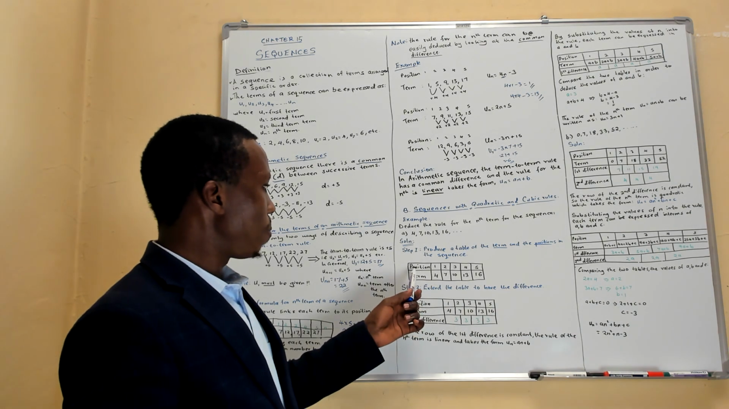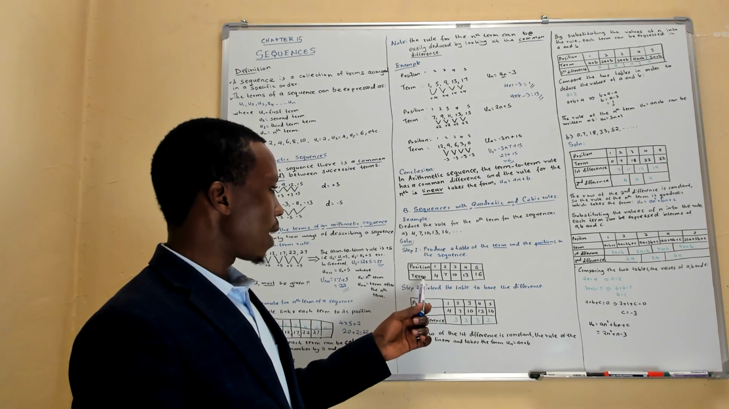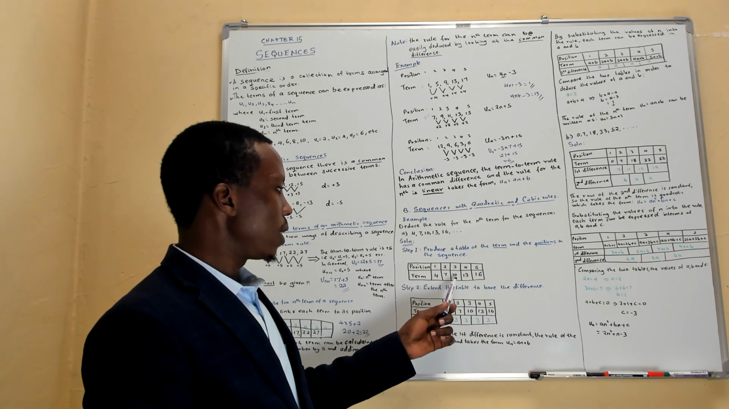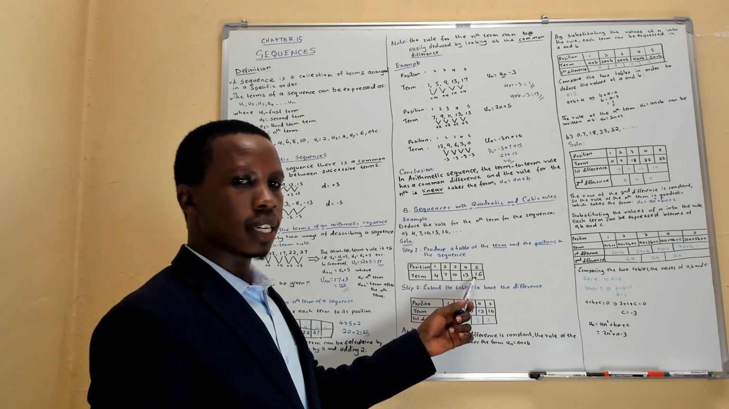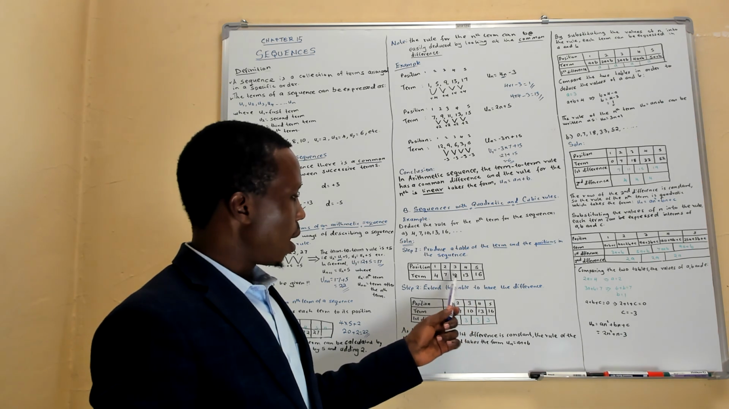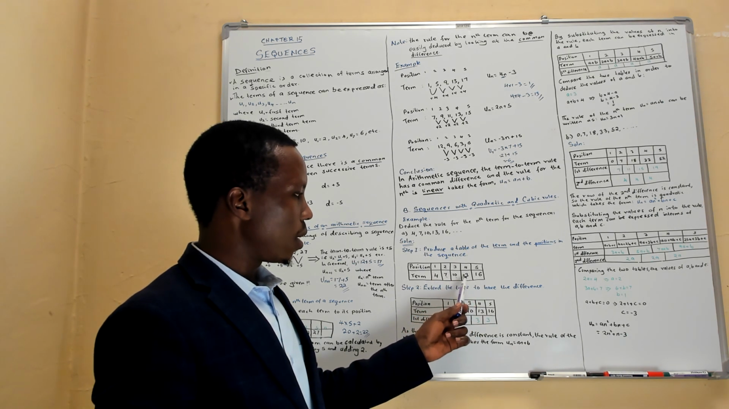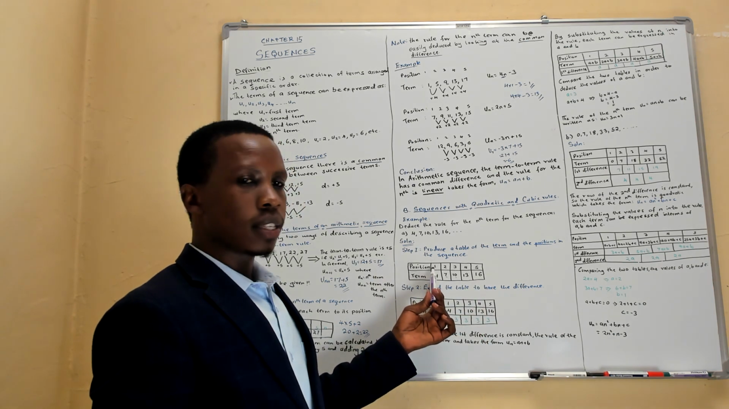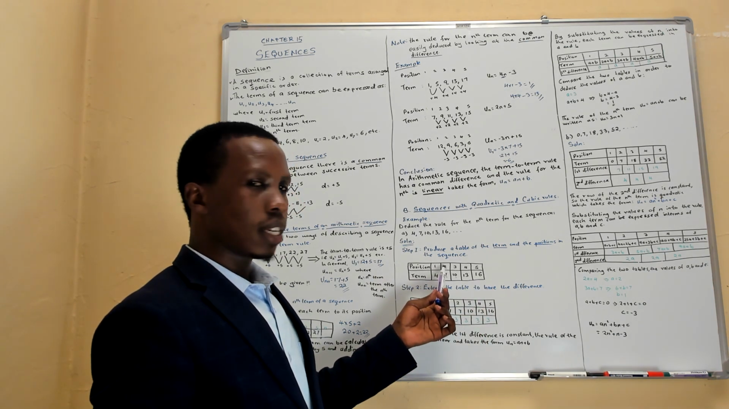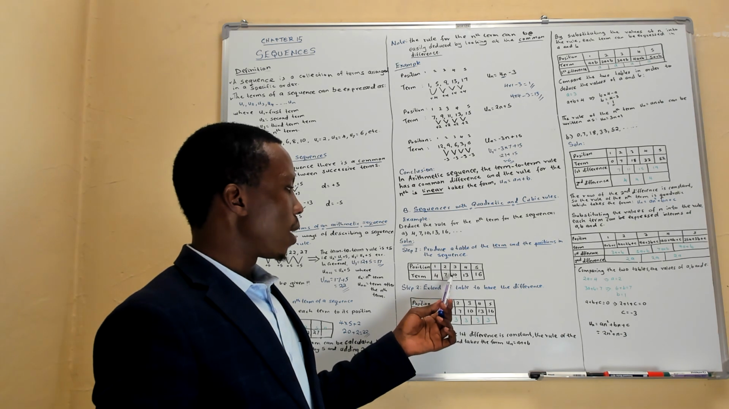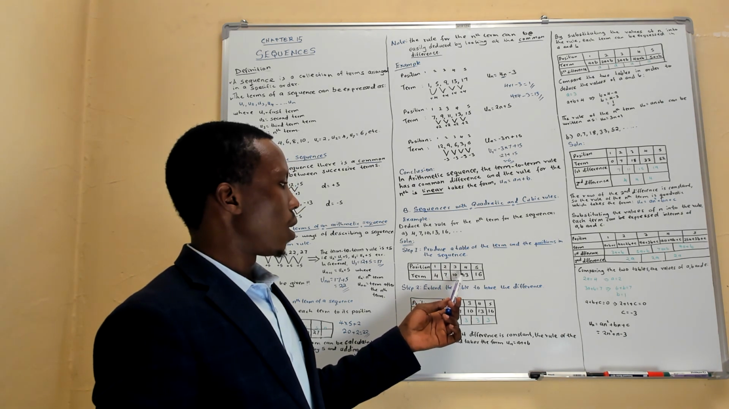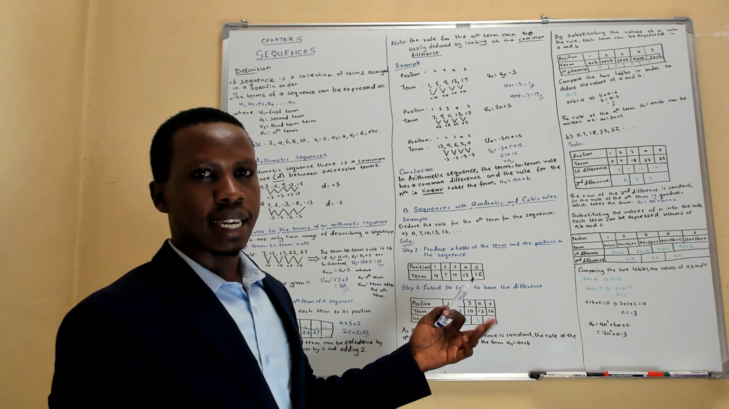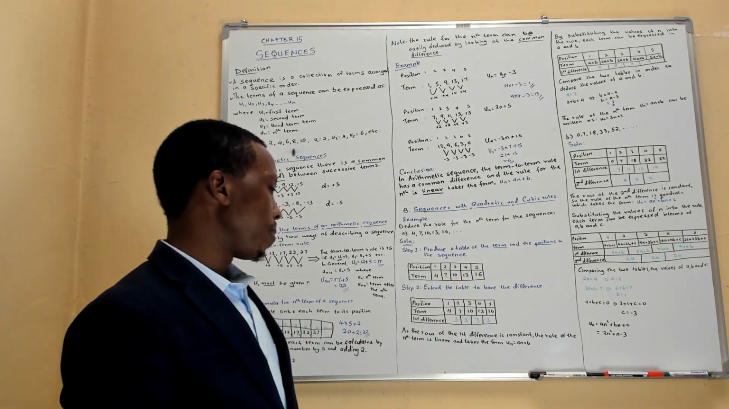So position and term. In this sequence, I have 4, 7, 10, 13, and 16. And 4 is taking the first term, 7 is taking the second term, and 10 is taking the third term, and 13 is taking the fourth term. Lastly, 16 is taking the fifth term.